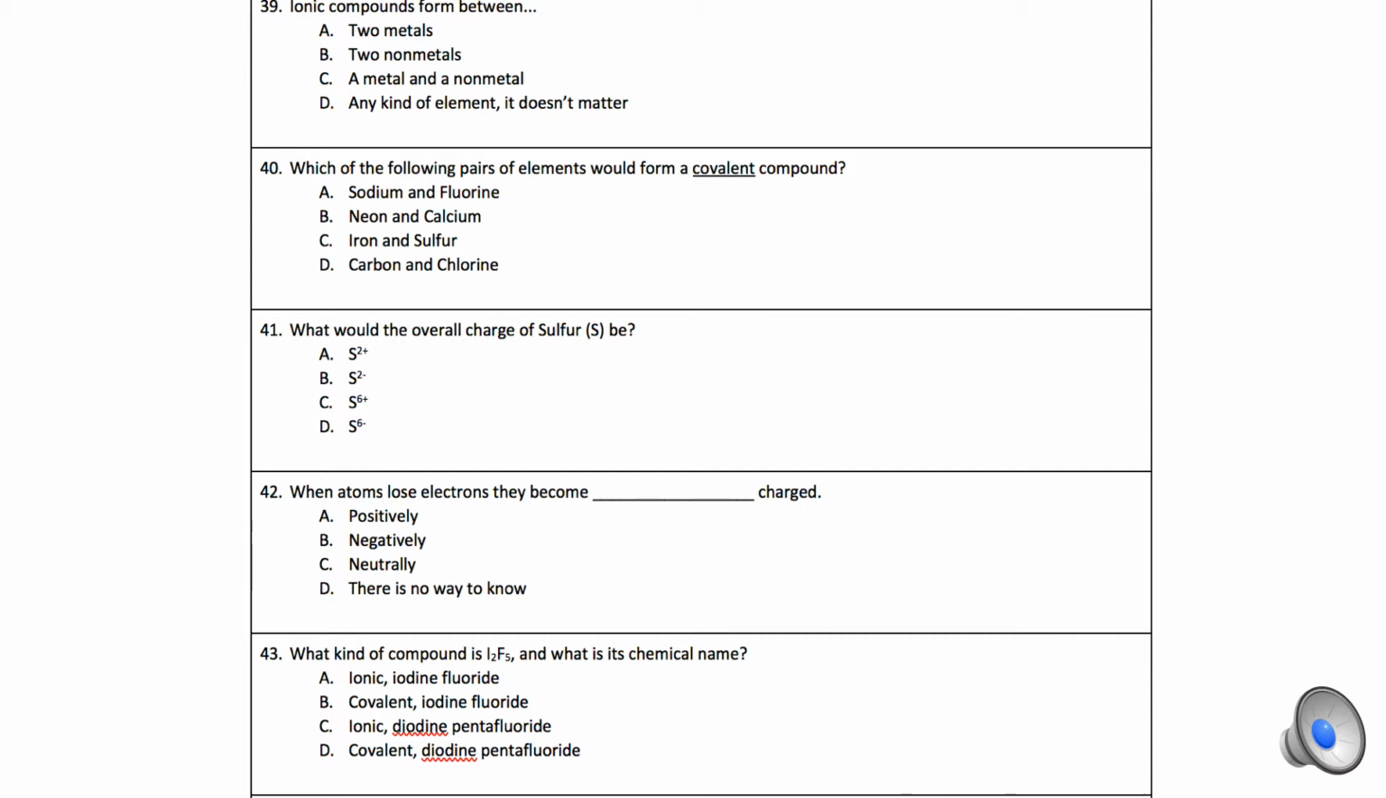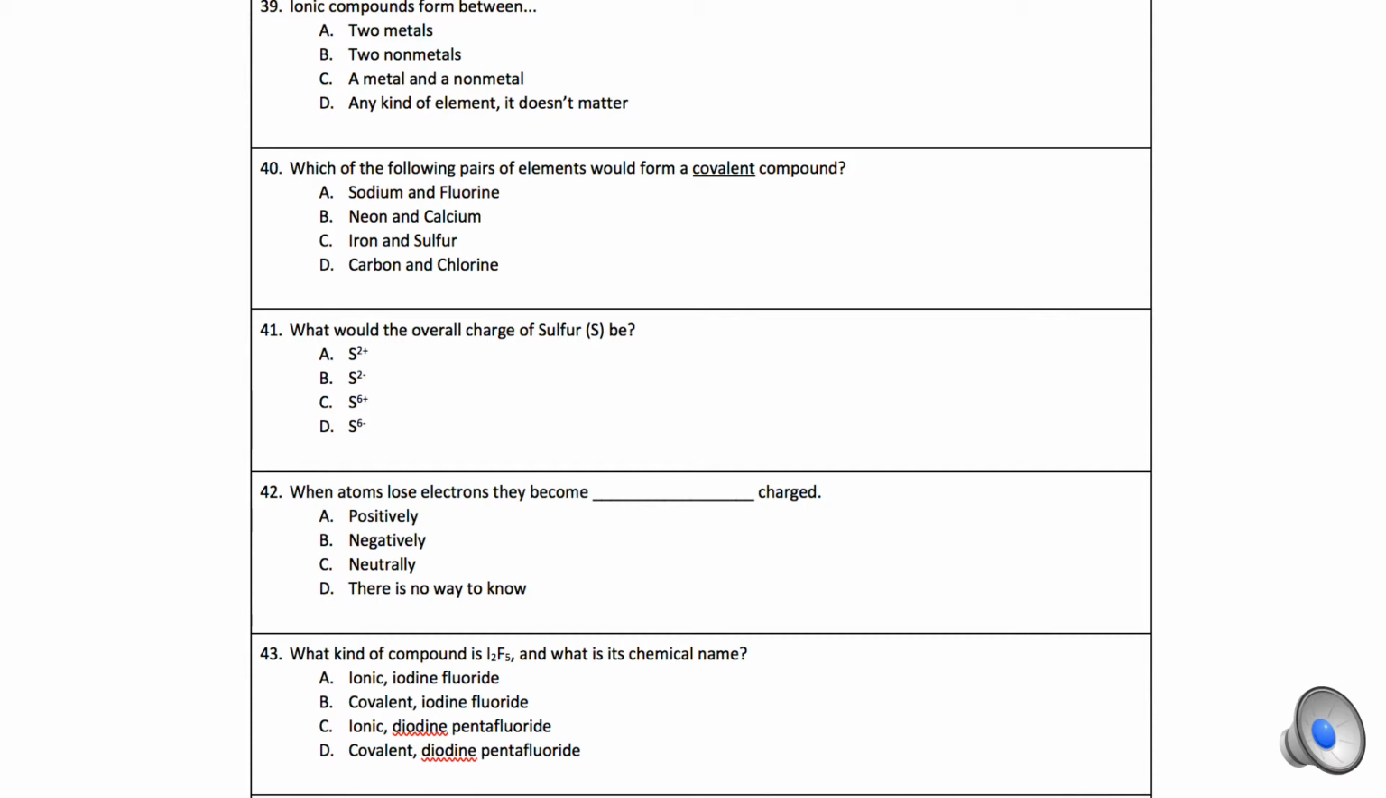Number 40. Which of the following pairs of elements would form a covalent compound? A, sodium and fluorine. B, neon and calcium. C, iron and sulfur. Or D, carbon and chlorine.